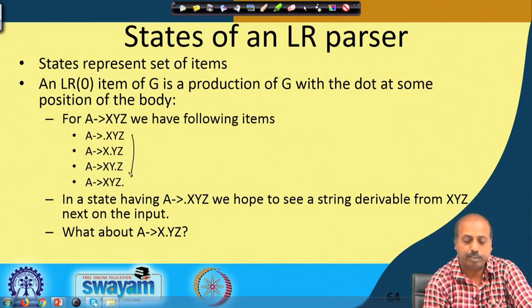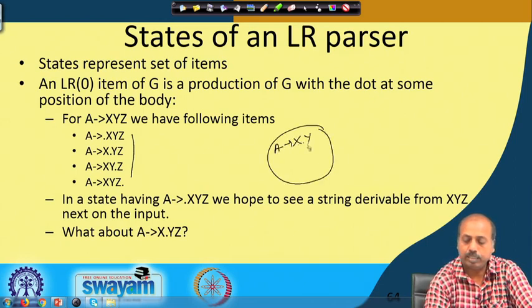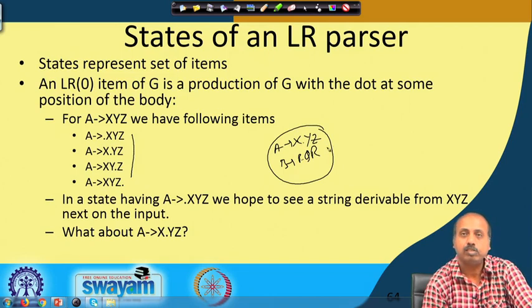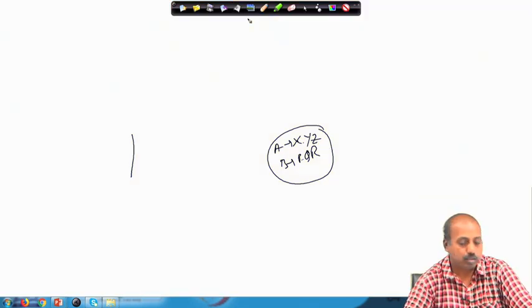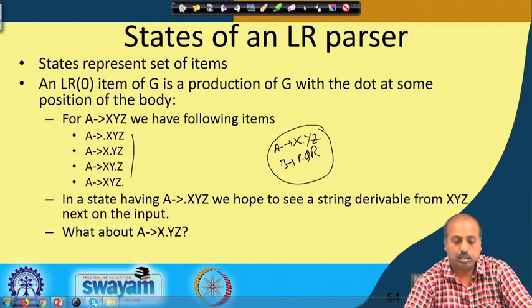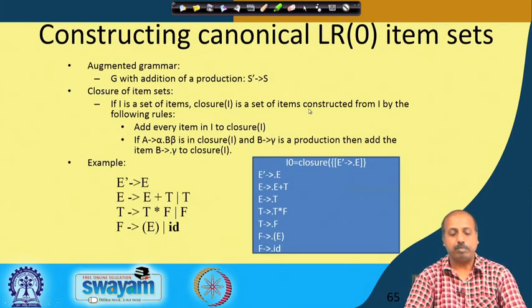When we say a set of items, this is basically a collection of items, like A producing x dot y z, B producing p dot q r. Individually they are items. This collection of items is called a set of items, and that will constitute a state. So, let us see how to construct these LR0 item sets.